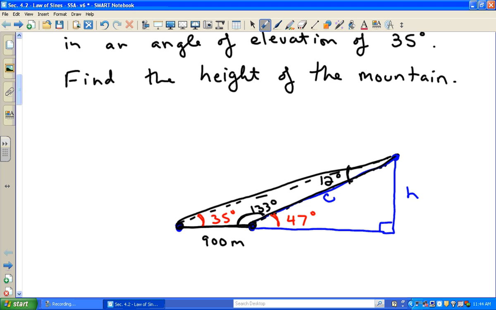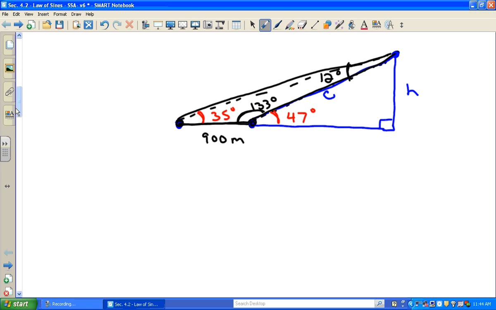Now, given that information, I can find the length of side c. How will that help me? Well, if I can find the length of side c, then hopefully eventually I can also find side h. So let's tackle solving that. First of all, I know the 900 meters. The 900 meters is opposite the 12 degrees, so those two pieces of information go together. I use sine of 12 degrees divided by 900.